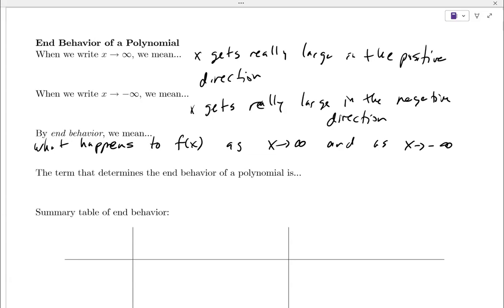The term we look at is going to be that highest degree term, the leading term. That's the thing we're going to look at for end behavior. So what we'll talk about on Monday is we'll fill out this table to summarize what we mean by this, and we'll do some examples.